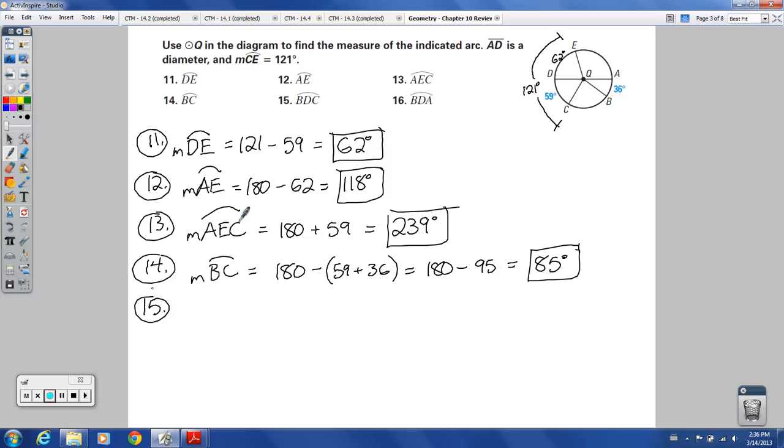And number 15, let's label these things now. This is 118, and this was 85 degrees. Measure of BDC.